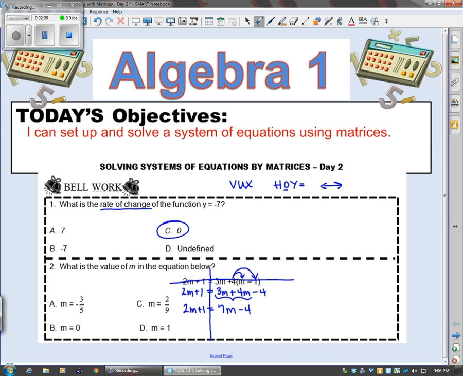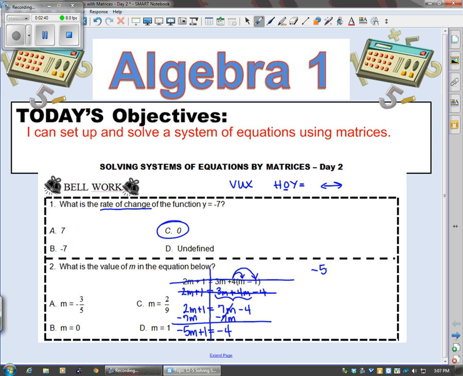Okay, do we have variables on both sides of the equal sign? Yes. Move the variable on the right to the left by doing the opposite. So I'm going to do the opposite of positive 7m. I'm going to subtract 7m. Let me cross that out. So on the left side, 2m minus 7m is -5m. Bring down the plus 1, bring down the equals. 7 minus 7 is 0. And that leaves us with just -4.